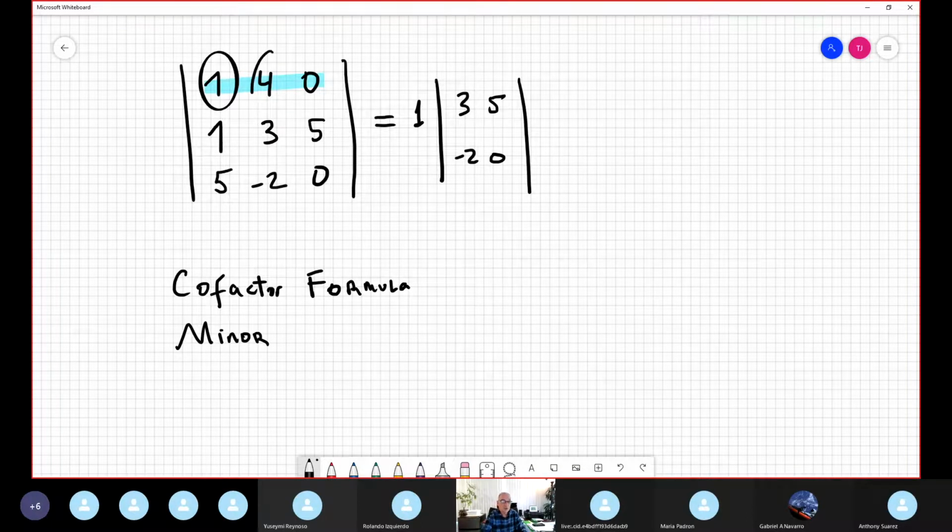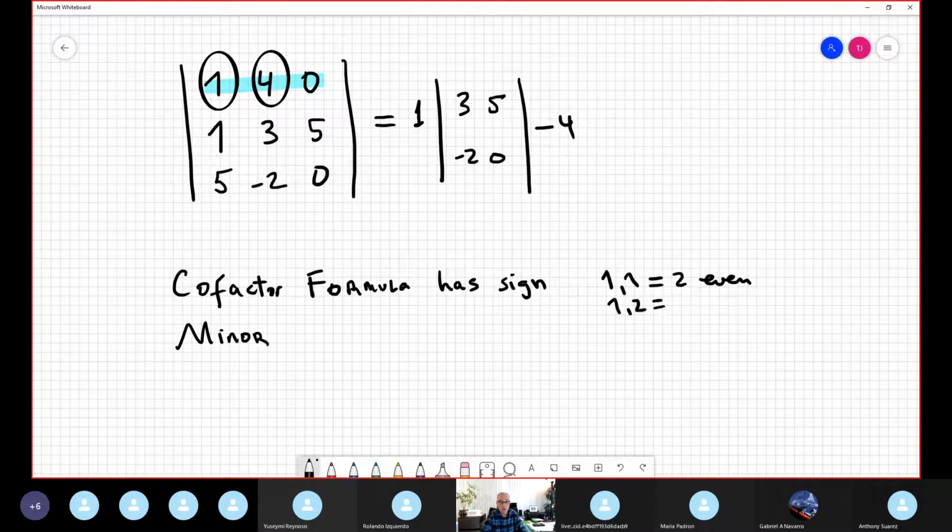Okay, now I'm moving to the other one, which is 4. It's minus 4 because the cofactor has a sign. And this sign is determined by the position of the number that you select. In this case, this 1 was located in row 1, column 1. 1 plus 1 is 2, is even, is positive. However, that 4 is located in row 1, column 2, is 3, is odd, is negative. That is the reason it's negative.